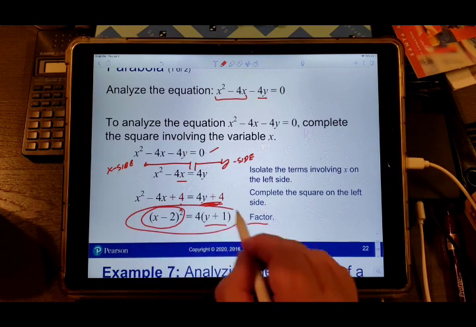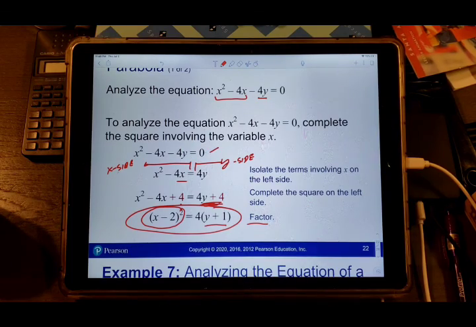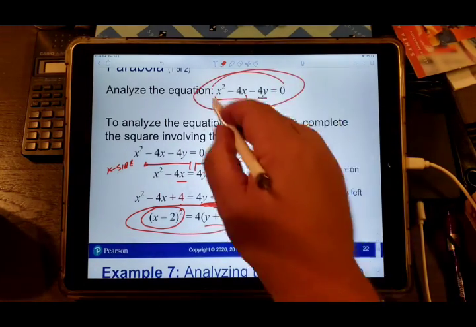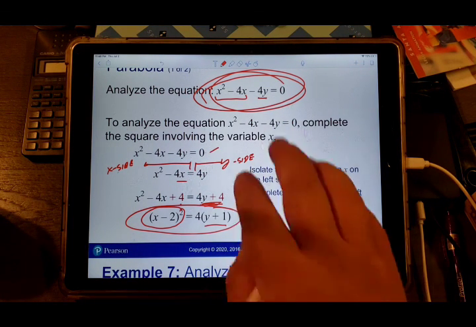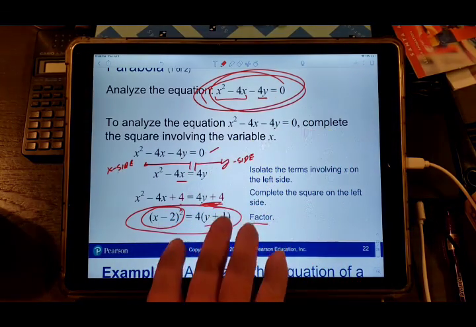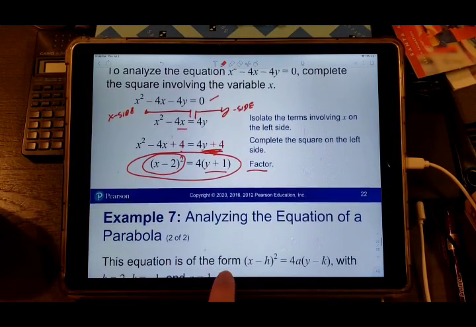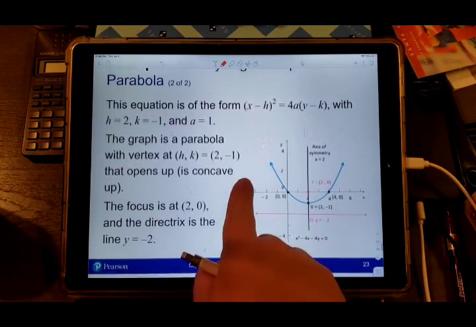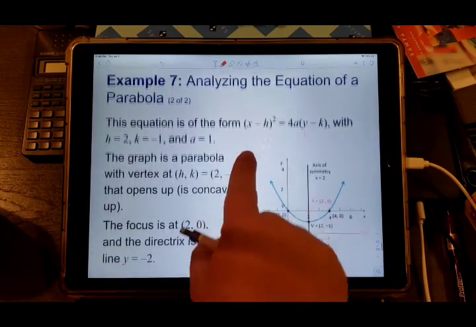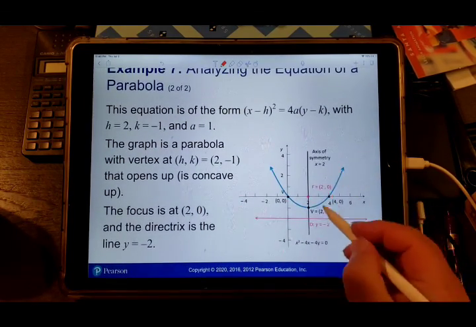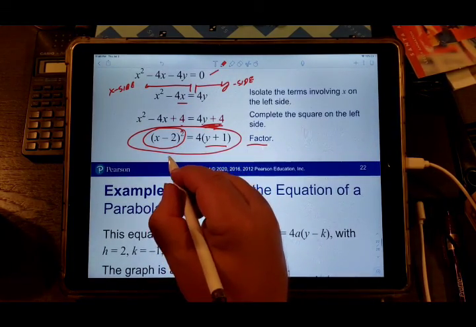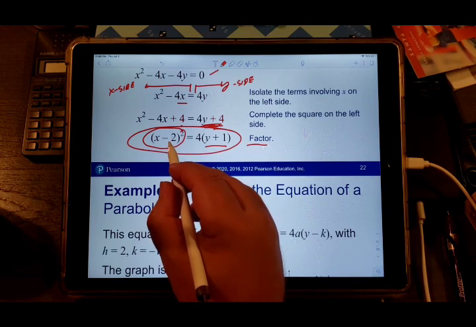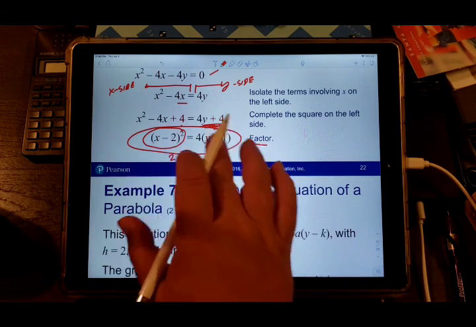But that equation gives us everything we need to know about this graph. This would be a fairly hard thing to graph just by staring at it. But by putting it into this format, we know everything we need to know. X is being squared. So let's see, what do we know? H is 2. H is what we're subtracting from the X, so it travels with the X.